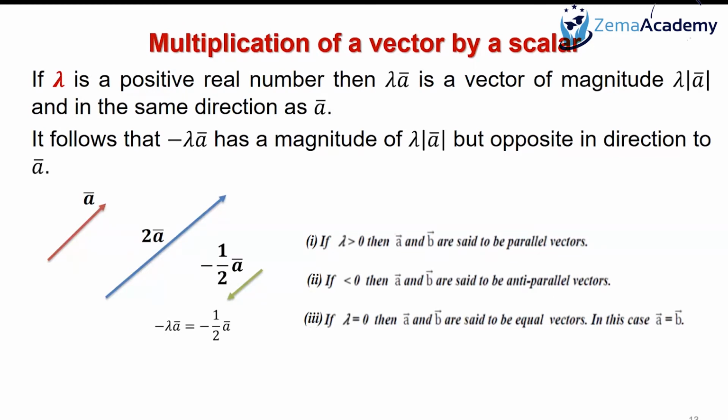If lambda is greater than 0, and you have two vectors, they are said to be parallel vectors, because both have this scalar value greater than 0, and the result is that both the vectors are parallel. If lambda is less than 0, and you are multiplying this lambda with A and B both, then they are said to be anti-parallel vectors, that is, they are opposite to each other. And if lambda equals 0, that means both these vectors are equal vectors.